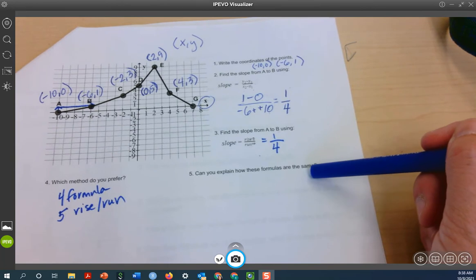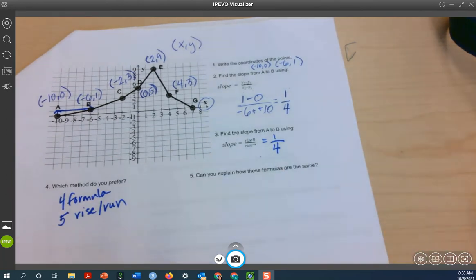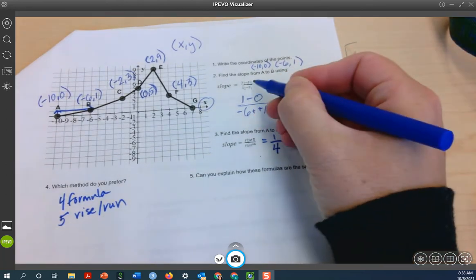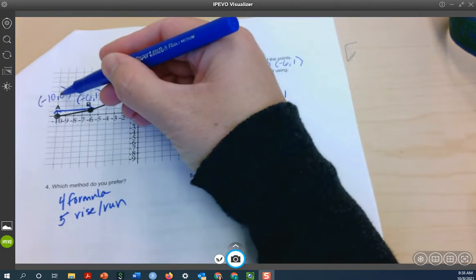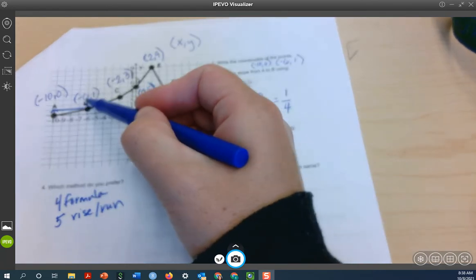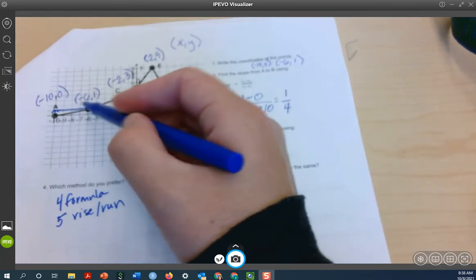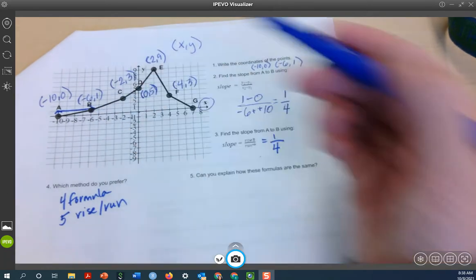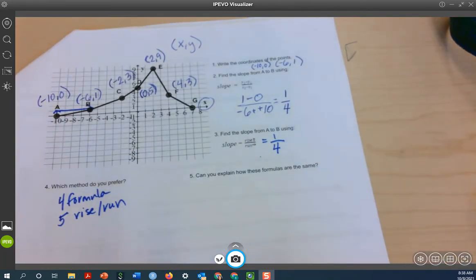All right, so Kevin says they both count the rise and the run, and he's right about that. When we subtract the y's, the 1 minus the 0, that's finding us the rise. And when we subtract the x's, the negative 6 minus the negative 10, that's finding us the run. So I thought that answer was pretty insightful. Does anybody else have an answer besides they give you the same answer and they both count the rise over the run? Amber, go ahead. Oh, I thought you were raising your hand. No? Anybody else have an answer they want to share?